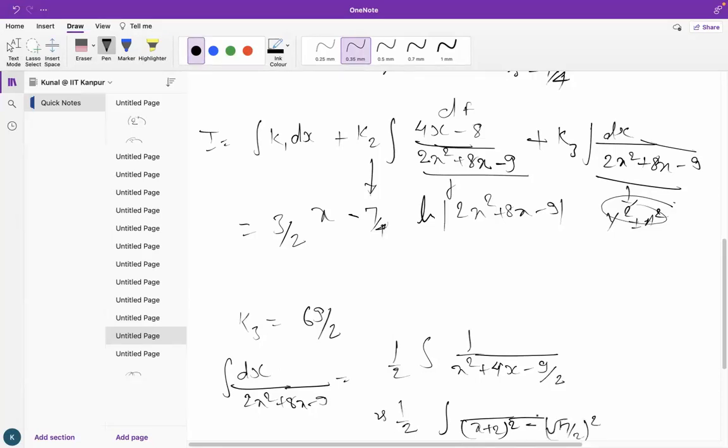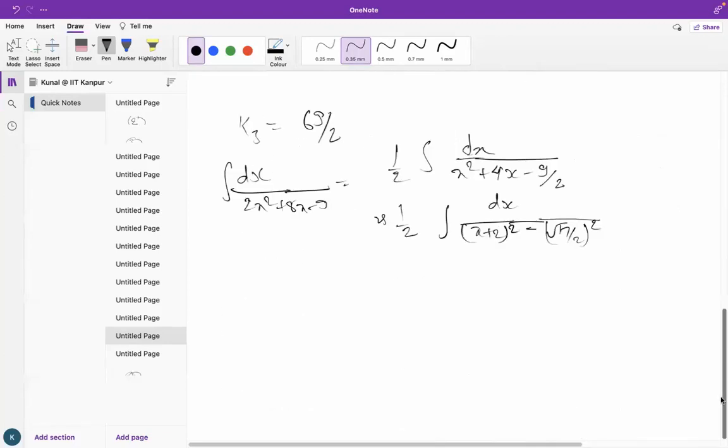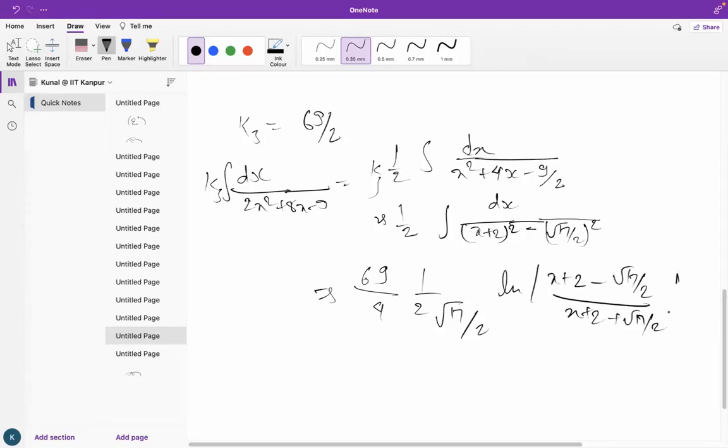So it is a form like again x square minus a square term, right? So what we have to do here is just substitute by the 1 by 2a form. So it will be equal to, here is k3 as well, 69 by 4, 1 by 2a. Its integration is 1 by 2a ln (x minus a) by (x plus a). So 1 by 2 root 17 by 2 as well, ln (x minus a) by (x plus a), and plus some constant. So this is our integration, and cancel this 2.